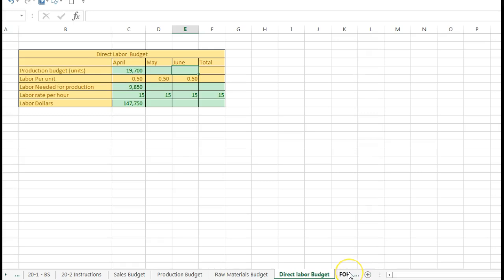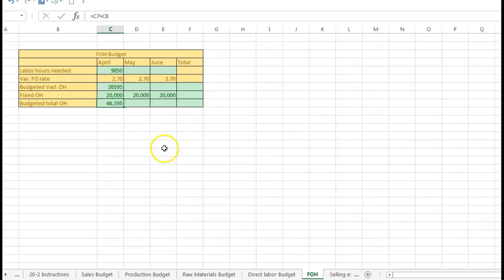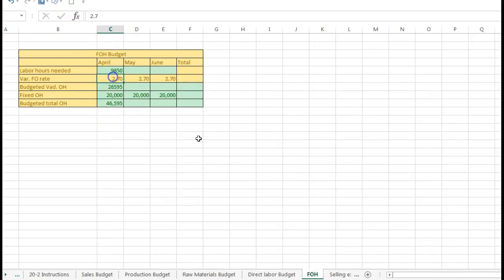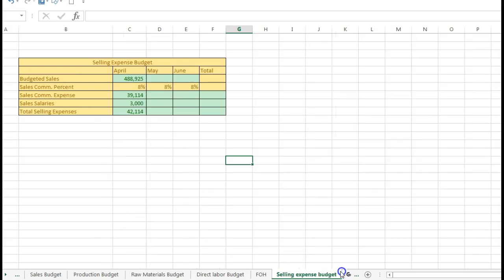So now we're going to move to factory overhead. You've done all of these. So how many labor hours were needed? Well, if you come back here, you'll find 9,850. We're going to multiply that by $2.70, and that's going to give us our budgeted variable overhead. And then we're going to add the fixed overhead to it and come up with $46,595 for the budgeted overhead. You'll do the same thing here when you get these hours and these hours. Just multiply them down.